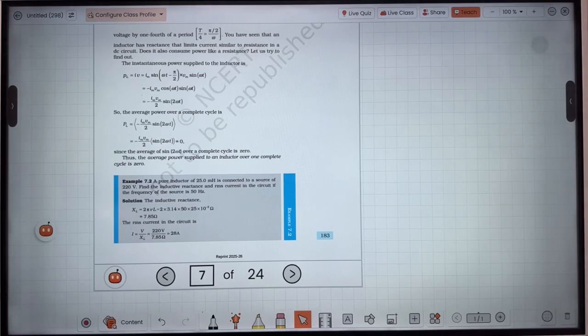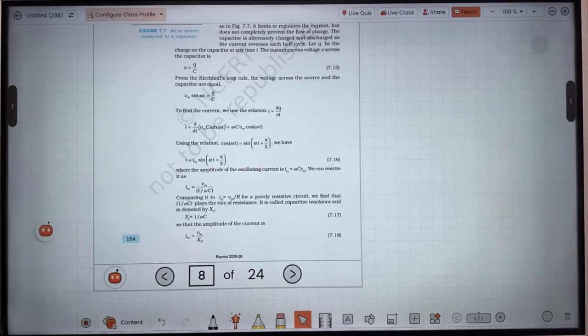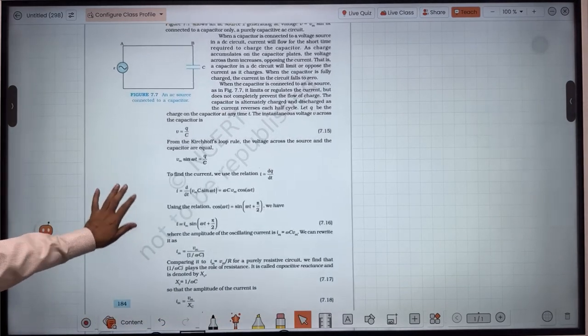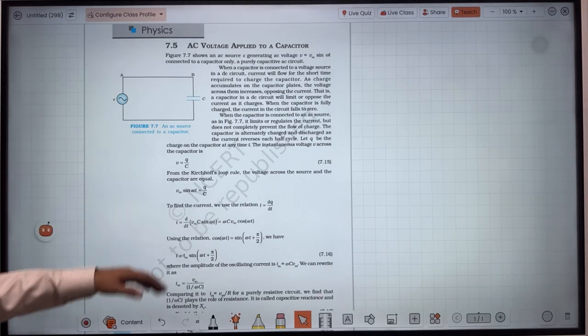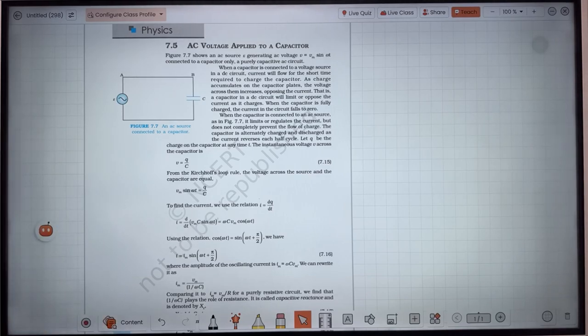Now, let's see the next question. The next question is, when a capacitor is connected with an AC source, then what happens? So here, obviously, Q equal to CV means there will be one voltage.